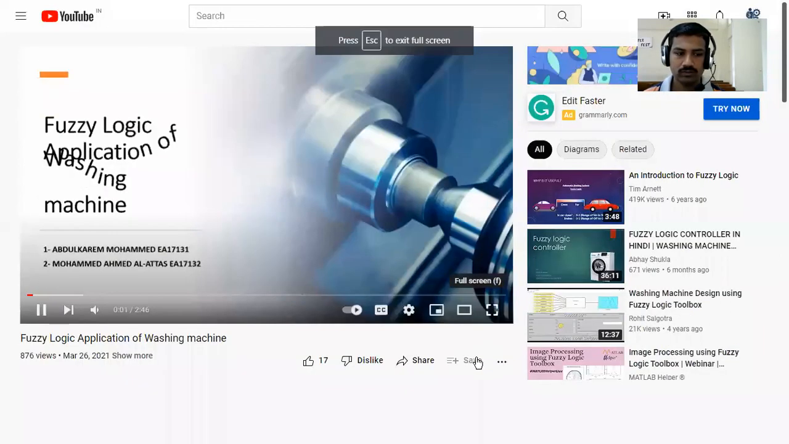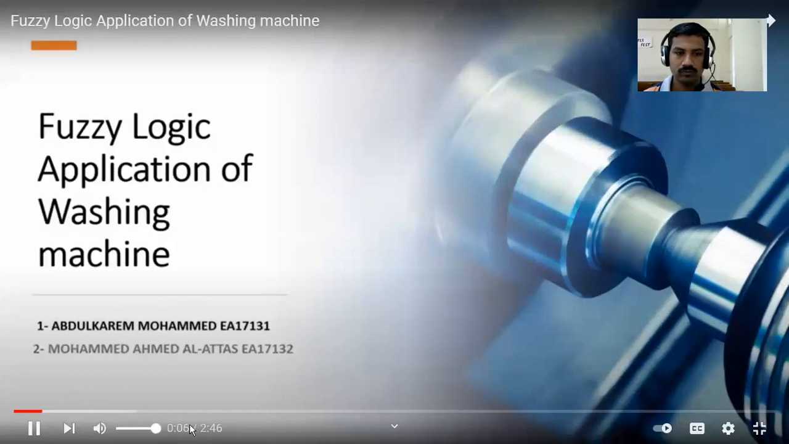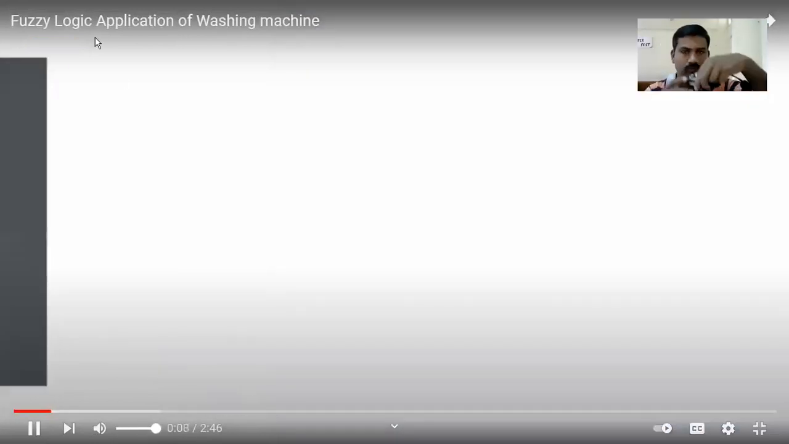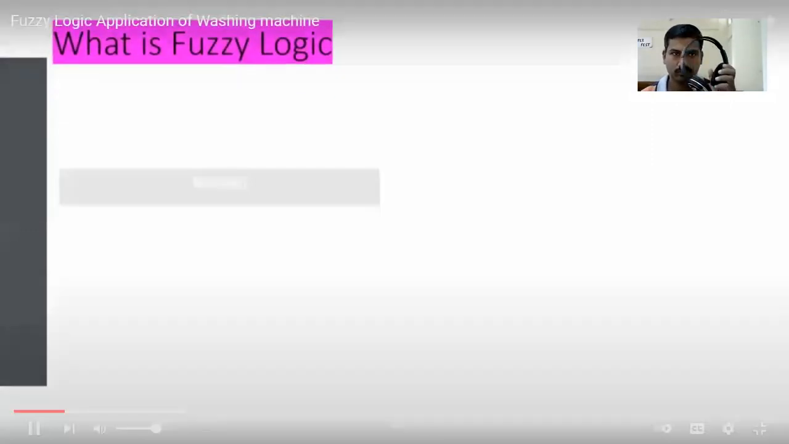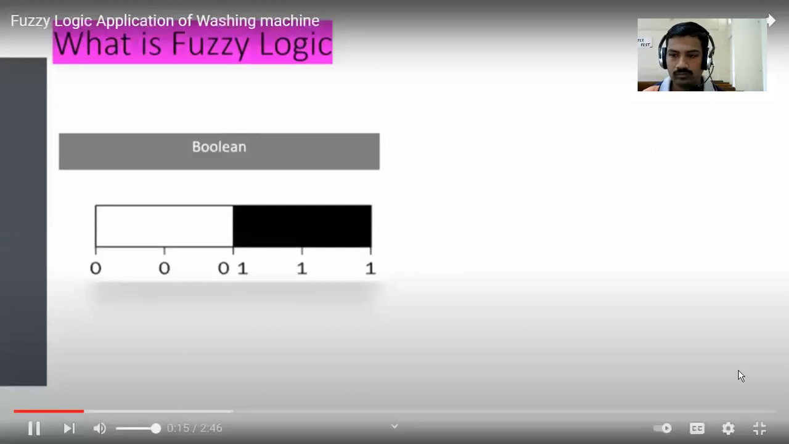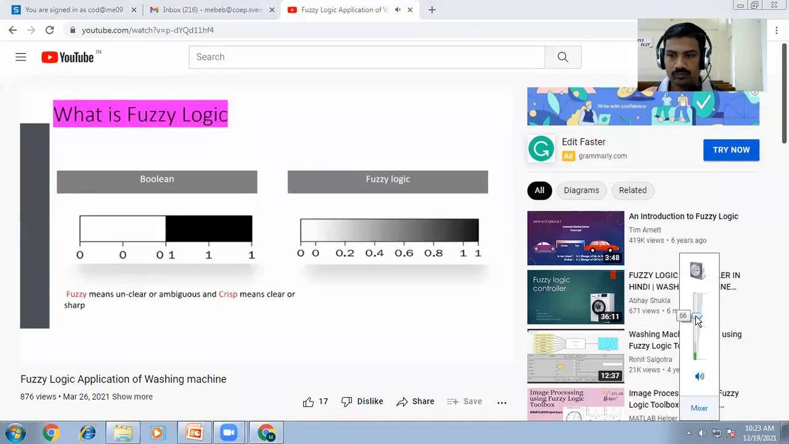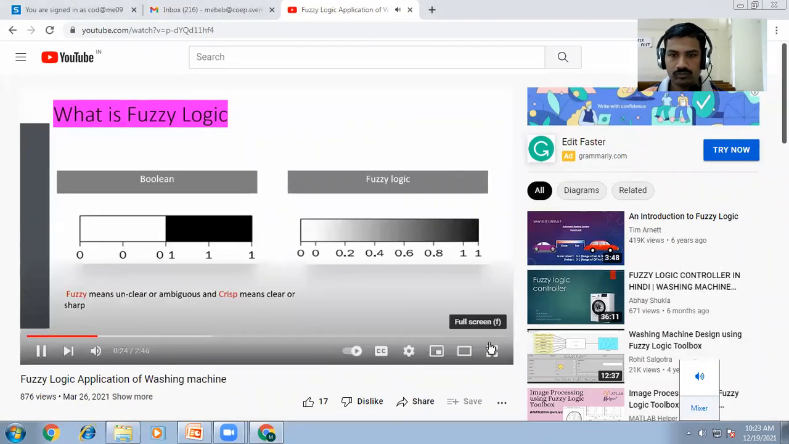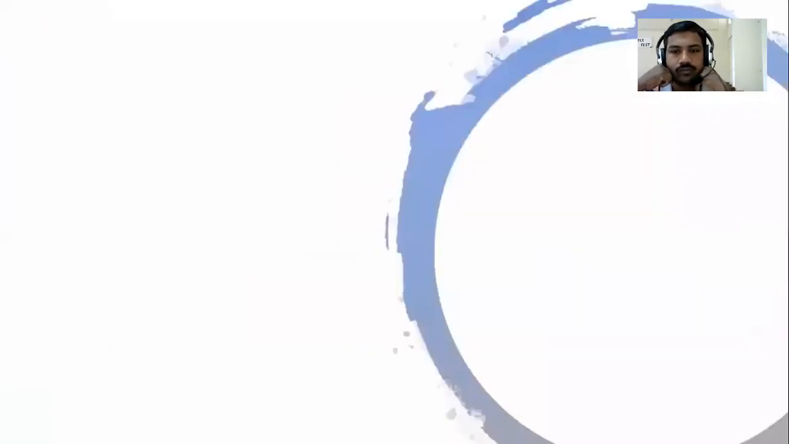Hi everyone, fuzzy logic application. I'm Abdul Karim and my partner Muhammad Al Abbas. So what is fuzzy logic? Compared to Boolean algebra that has the exact value 0 or 1, fuzzy logic has values between 0 and 1, in the range of vagueness. It means unclear or ambiguous, compared to Boolean, which is crisp, meaning sharp.